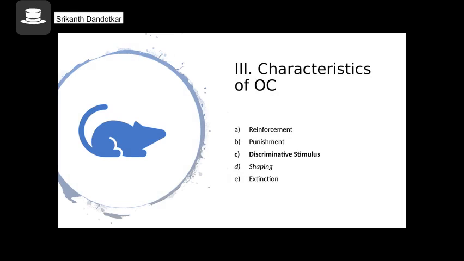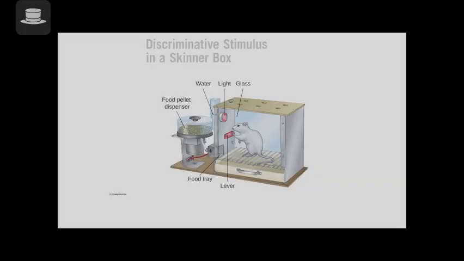Let's talk about the next characteristic or principle of operant conditioning, namely discriminative stimulus. Imagine what happens if the rat is rewarded with food only when the light is on and the rat presses the lever. The light here is acting as a discriminative stimulus. When the light is on, and if the animal performs a desired response, the food dispenser will release a food pellet.